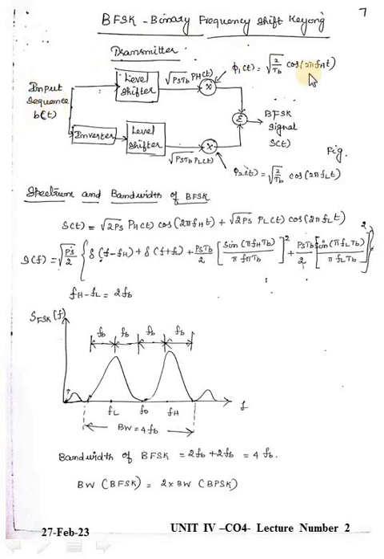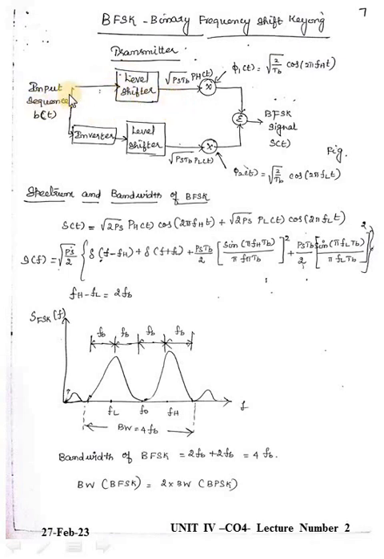conditions are applied here. This is the block diagram for the binary frequency shift keying transmitter. We are going to transmit the BFSK signal from the source to the destination. This block diagram consists of a source, a level shifter, an inverter, multipliers, and then one summer. The input sequence b of t is given to the level shifter directly, and it is also given to the inverter. For example, if b of t is 1, then 1 is directly given to the level shifter.